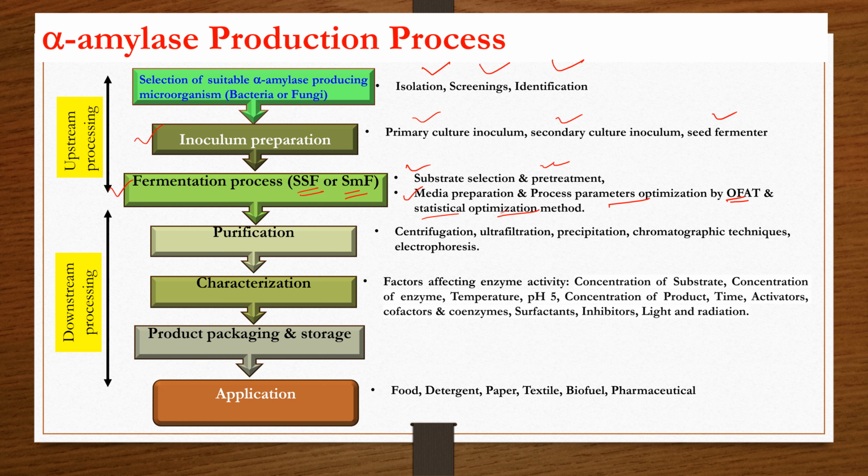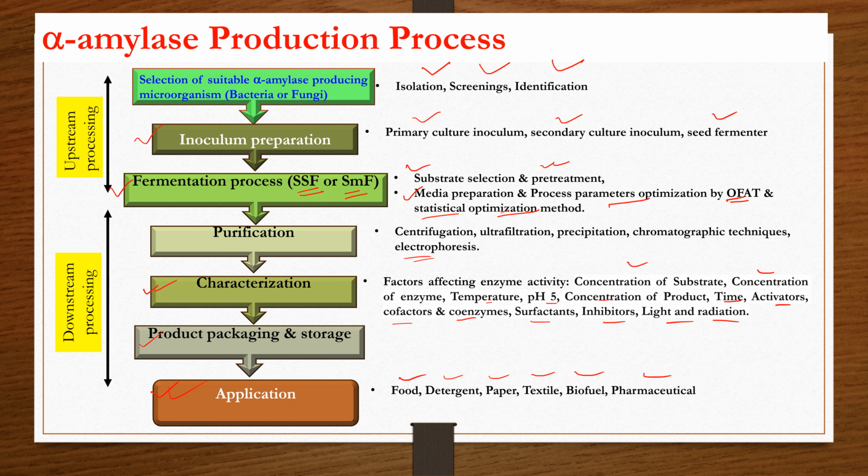For purification, various techniques are used like centrifugation, ultrafiltration, precipitation, chromatographic techniques, and electrophoresis methods. After purification, characterization of the enzyme is done by checking the effects of concentration of substrates, concentration of enzyme, temperature, pH, concentration of products, time, activators, cofactors, coenzymes, surfactants, inhibitors, light and radiation. After characterization, product packaging and storage, and finally application of the enzyme in different industrial sectors like food, detergent, paper, textile, biofuel, and pharmaceutical industries.